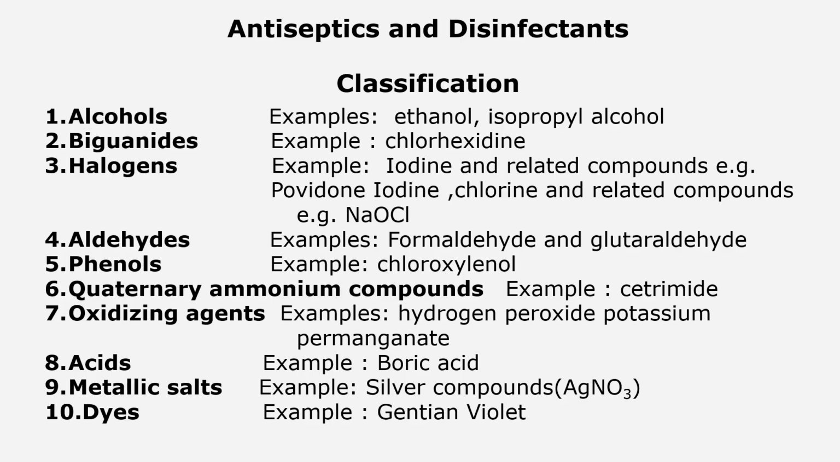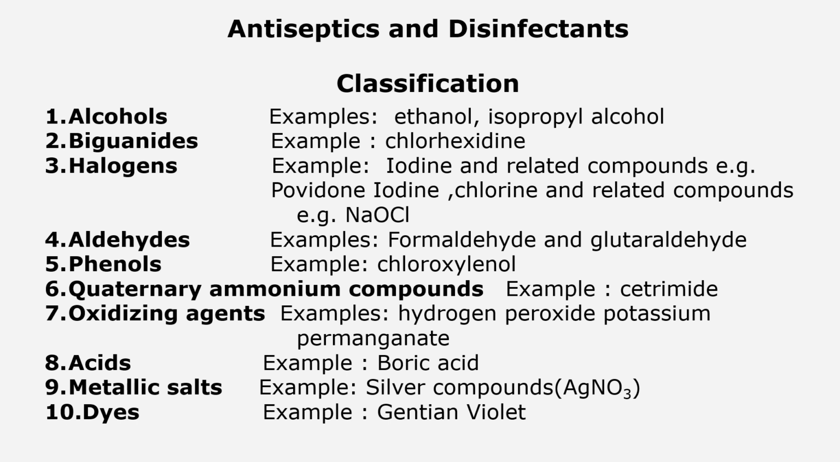So we have the classification of antiseptics and disinfectants. You can have alcohols, for example, ethanol or even isopropyl alcohol. You can also have biguanides, an example being chlorhexidine. You can have the halogens, and under halogens, you can look at iodine. Iodine and chlorine, they are both in group 7. So iodine and the related compounds. You have iodine itself and also povidone iodine. Then you have chlorine itself and the related compounds such as sodium hypochlorite.